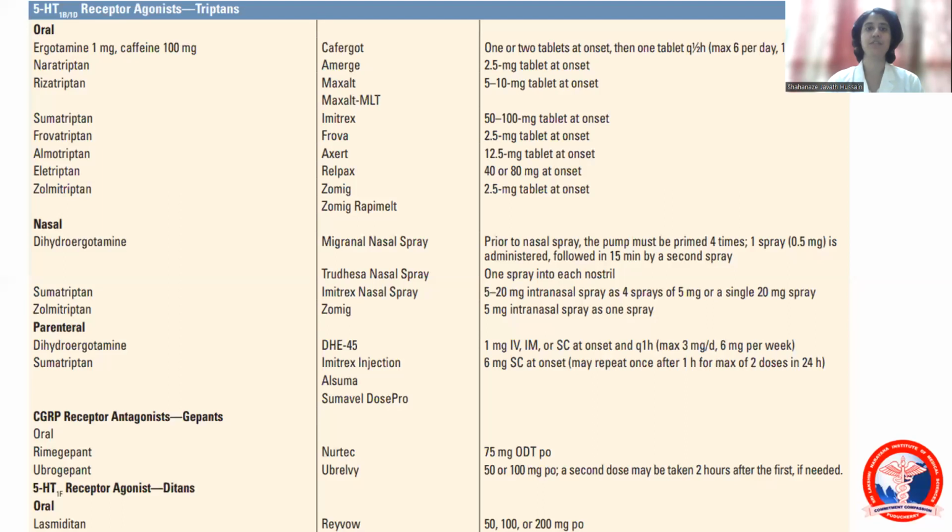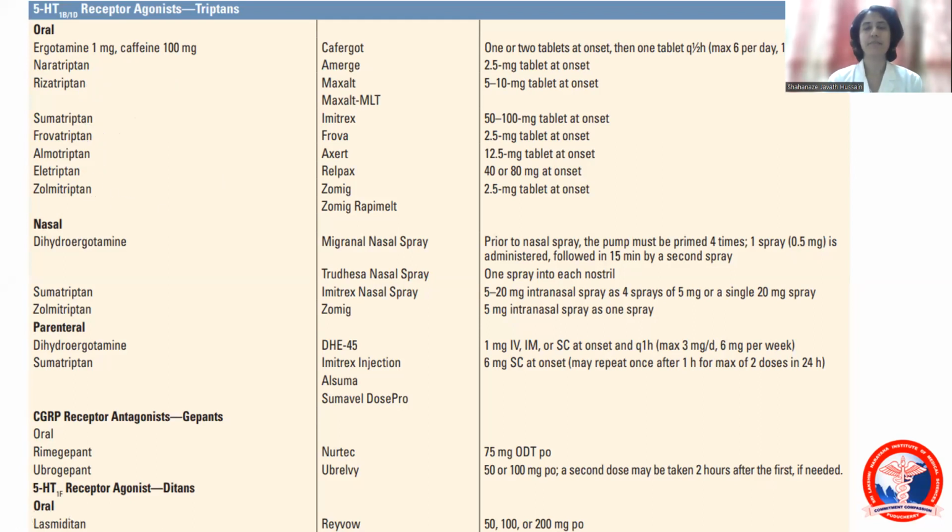However, for moderate to severe intensity episodes of migraine, we would require something known as the 5-HT1B/1D receptor agonists. They are known as triptans. So triptans can be selective and non-selective. Non-selective ones include the ergotamines, and the selective ones are the triptans, as mentioned: naratriptan, rizatriptan, sumatriptan, frovatriptan, almotriptan, eletriptan.